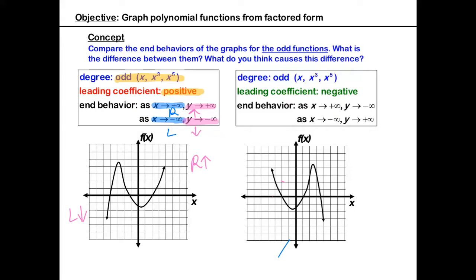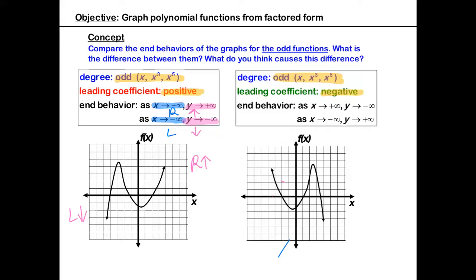Okay? And then if I look at an odd negative function, so odd, meaning like if I have x cubed, x to the fifth, my exponent is odd. But if it's negative, what's going to happen? Well, what does the negative do to our graph again? You guys just told me. The negative creates a what? A reflection, right? Across the x-axis.